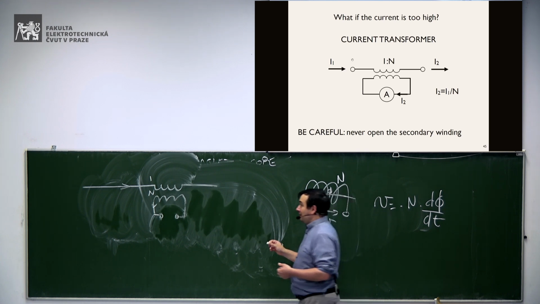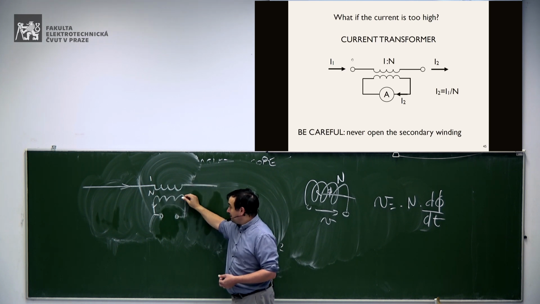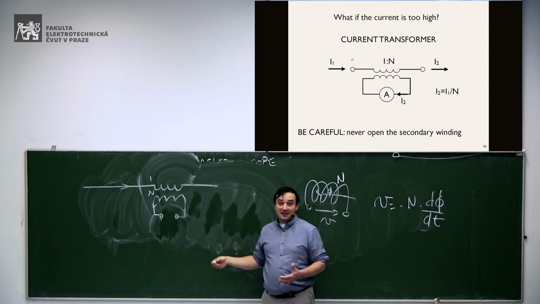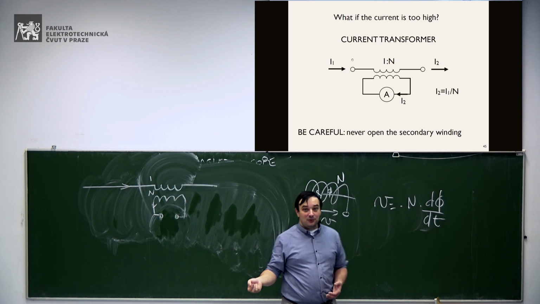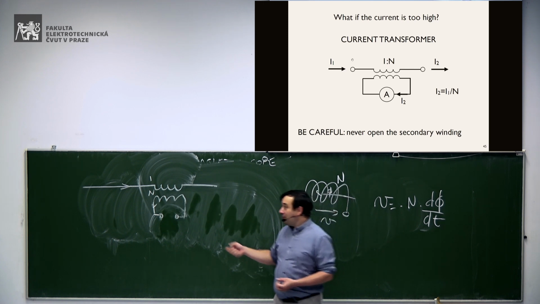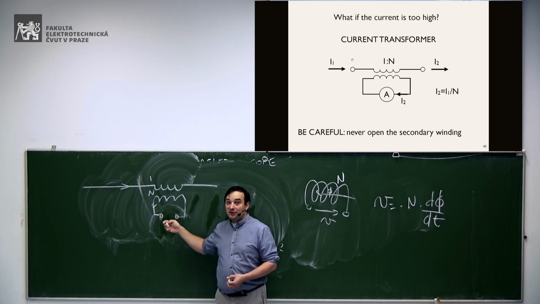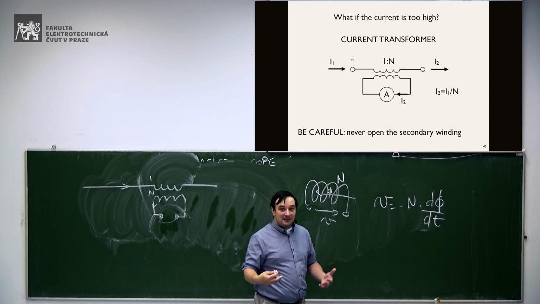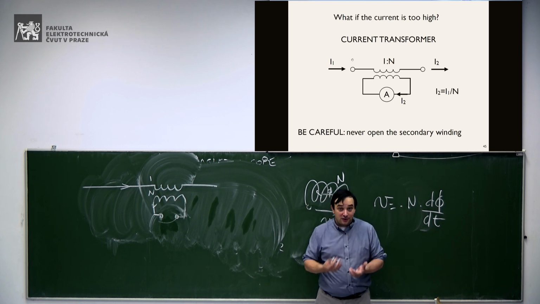So one of the problems which will happen is that the current wants still to circulate to fulfill this equation. So here you have a current, and here the secondary, you will generate a current. And the transformer wants to generate the current. So once you open the circuit, once you remove the ammeter, you have a current which still wants to circulate. So it will try to go on the other side, creating a spark.